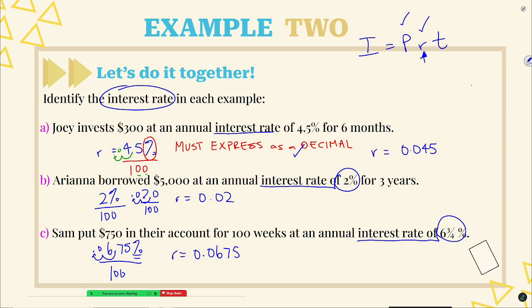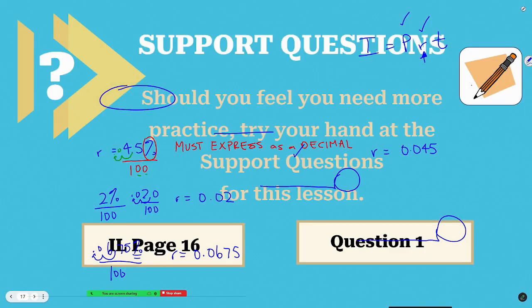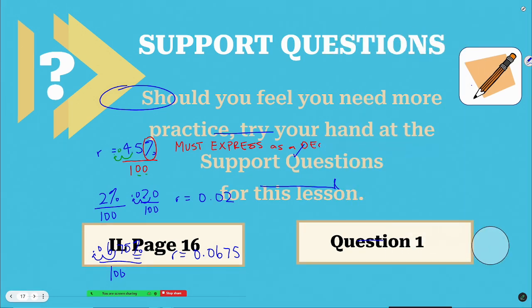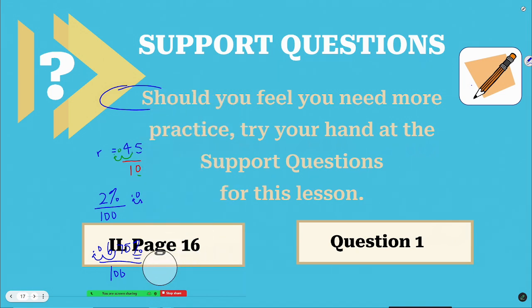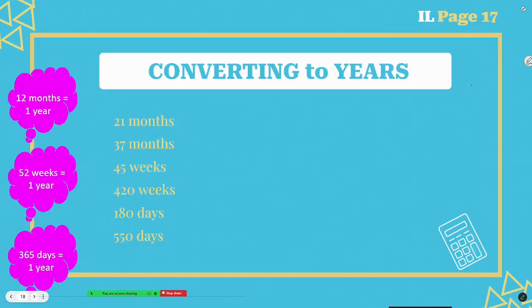So we're more than halfway done our formula. The last part of our formula that we need to look at is how to calculate time. If you want to practice calculating interest rate, you can look on page 16 and try support question 1. You can always flip back to the answers at the back to make sure you're on the right track.